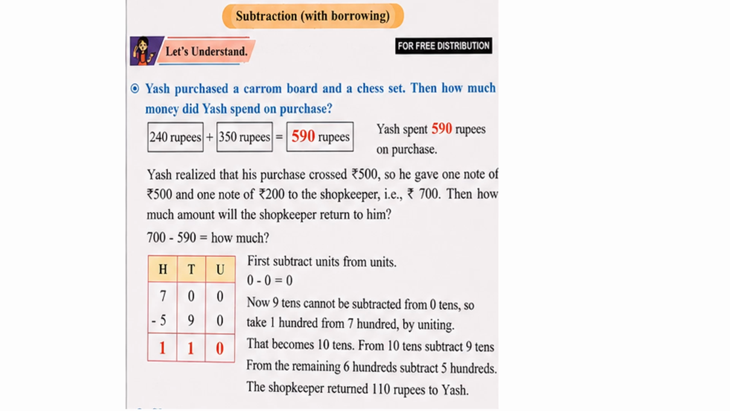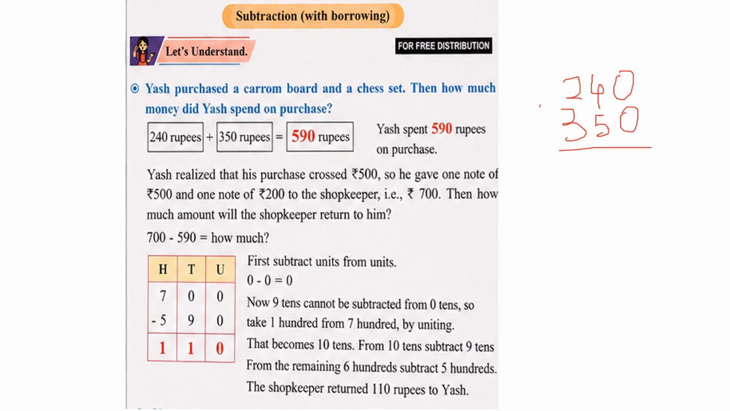Next, Yash purchased a carom board and a chess set. Then how much money did Yash spend on purchase? So 240 rupees plus 350 rupees is 590 rupees. Let's see that. We write here 240 plus 350.